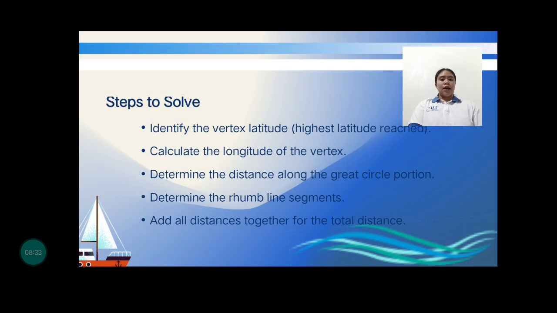So the steps to solve the composite sailing: first we need to identify the vertex latitude, which is the highest latitude reached. And the second, we need to calculate the longitude of the vertex. Third is determine the distance along the great circle portion. Fourth is determine the rhumb line segments. And last, add all the distances together for the total distance.